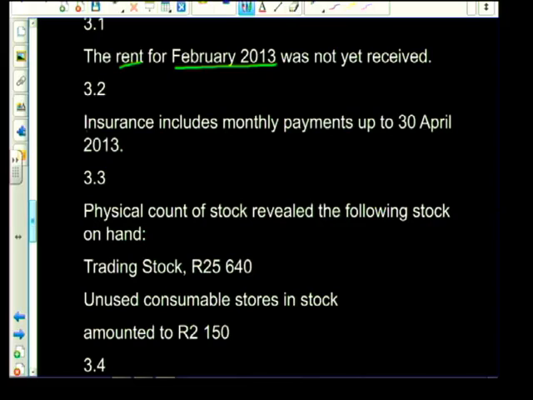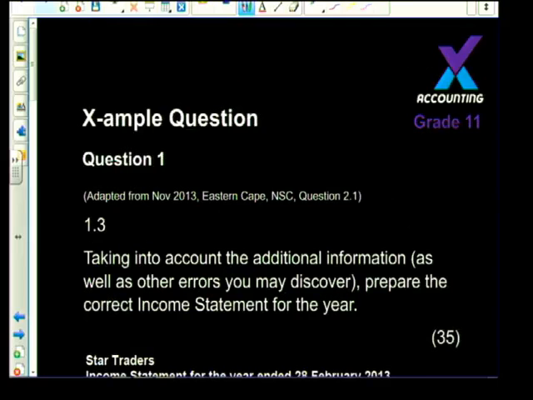Let's look at the second adjustment. The second adjustment in this section says that insurance includes monthly payments up to the 30th of April 2013. They love asking this insurance question. You will see it a lot. And if you know what happens, it's really very, very easy. So my suggested way of answering the question is to draw up a timeline to calculate the insurance adjustment.